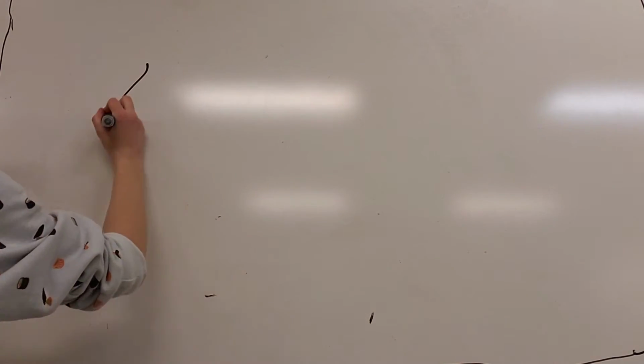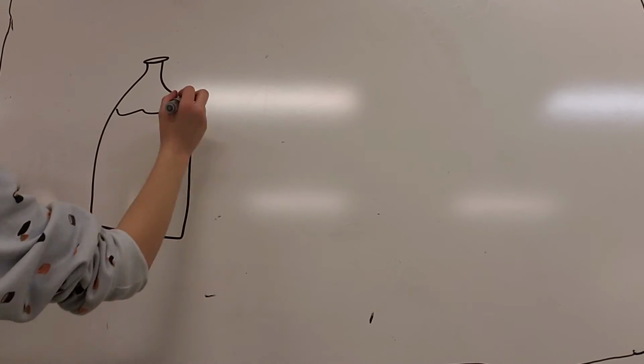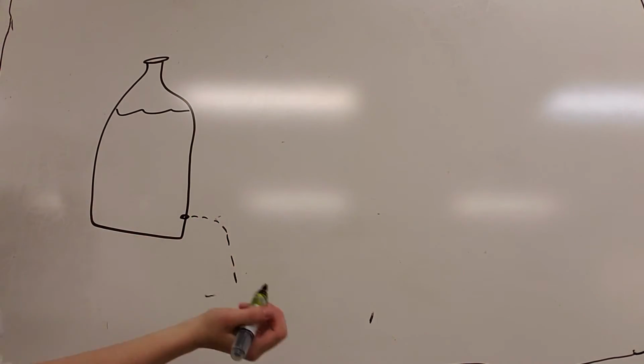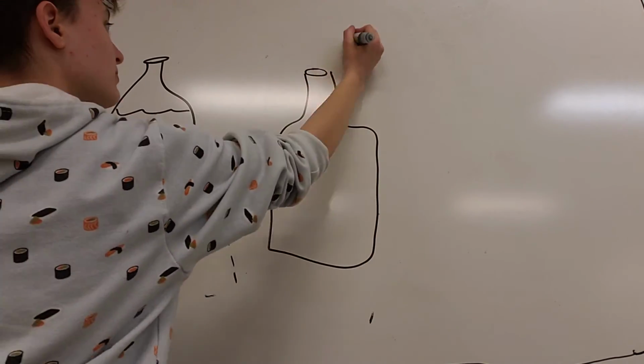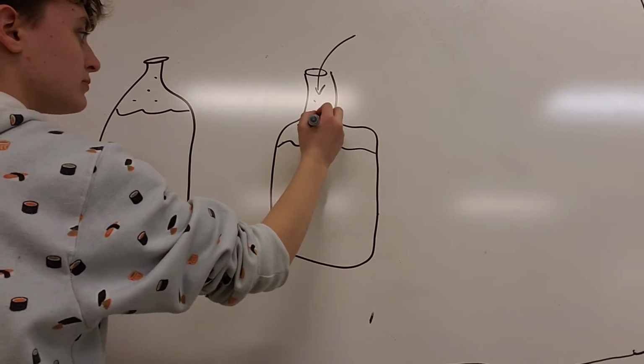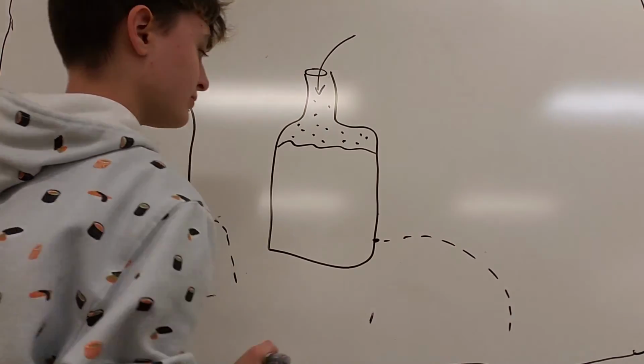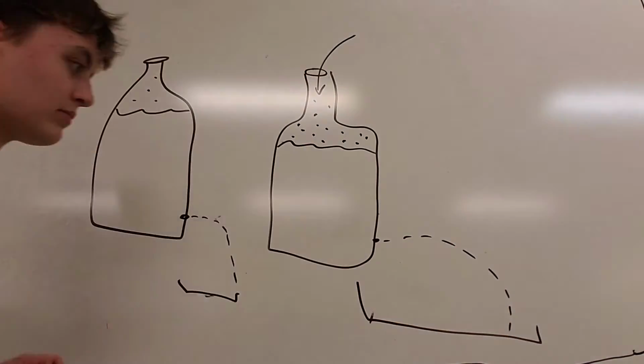Another example might be if you were to poke a hole in a full water bottle. The water would come out at a certain rate, but if you were to increase the volume of particles in the water bottle by blowing into it on top, then the water would come out of the hole at a much higher rate due to the increase in pressure.